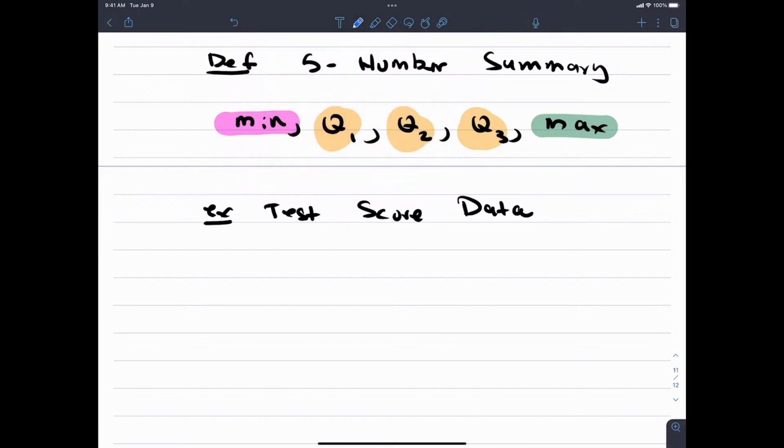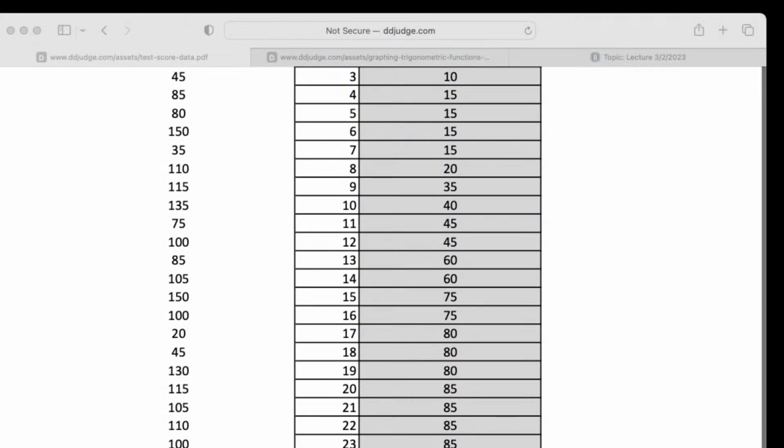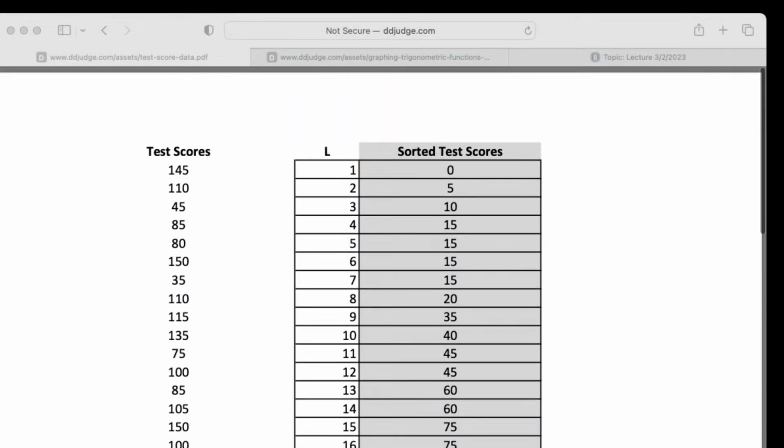What do you think that is? What's the minimum going to be? 5-number summary. This is test score data. Do you guys know what the minimum value is for the test score data? Go back to the list. What is it? 0. What's the maximum value? 150?